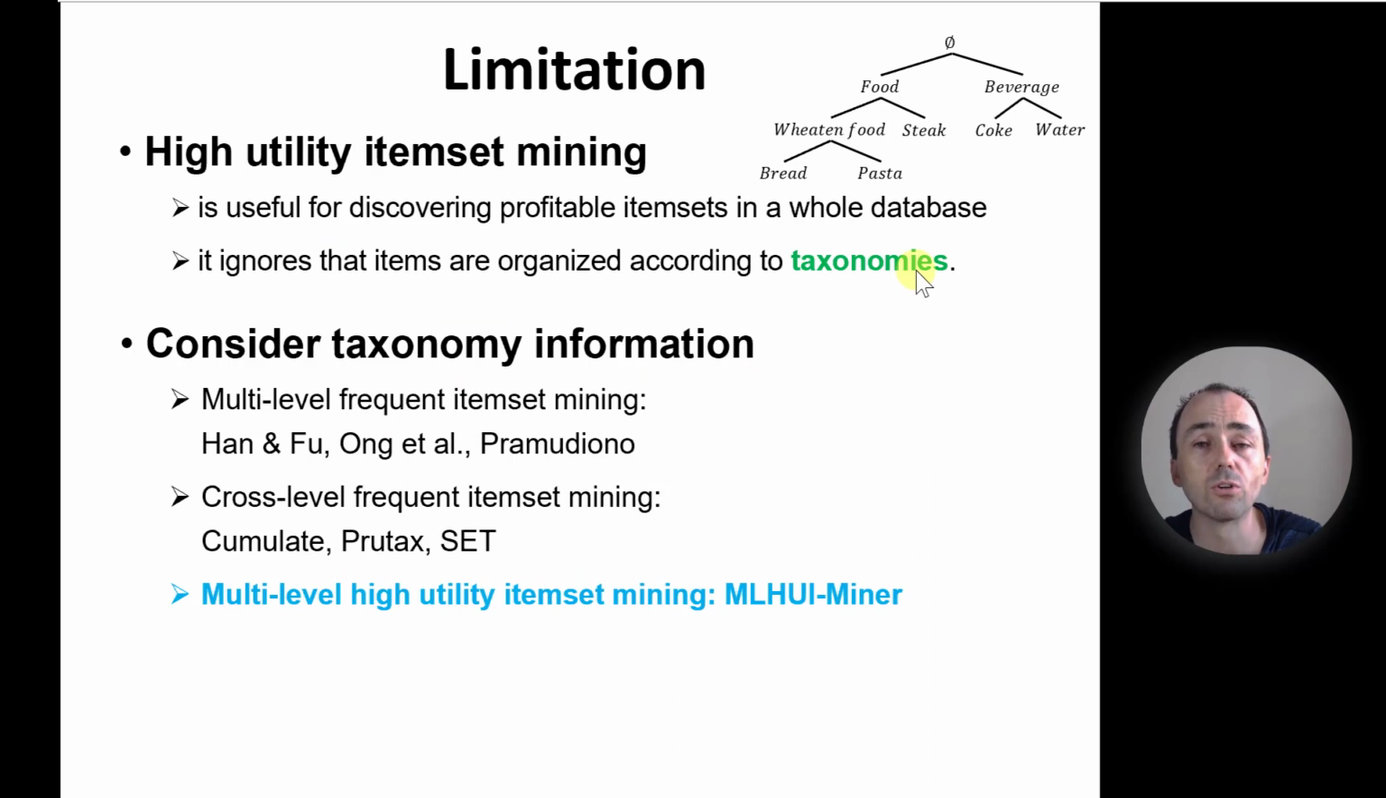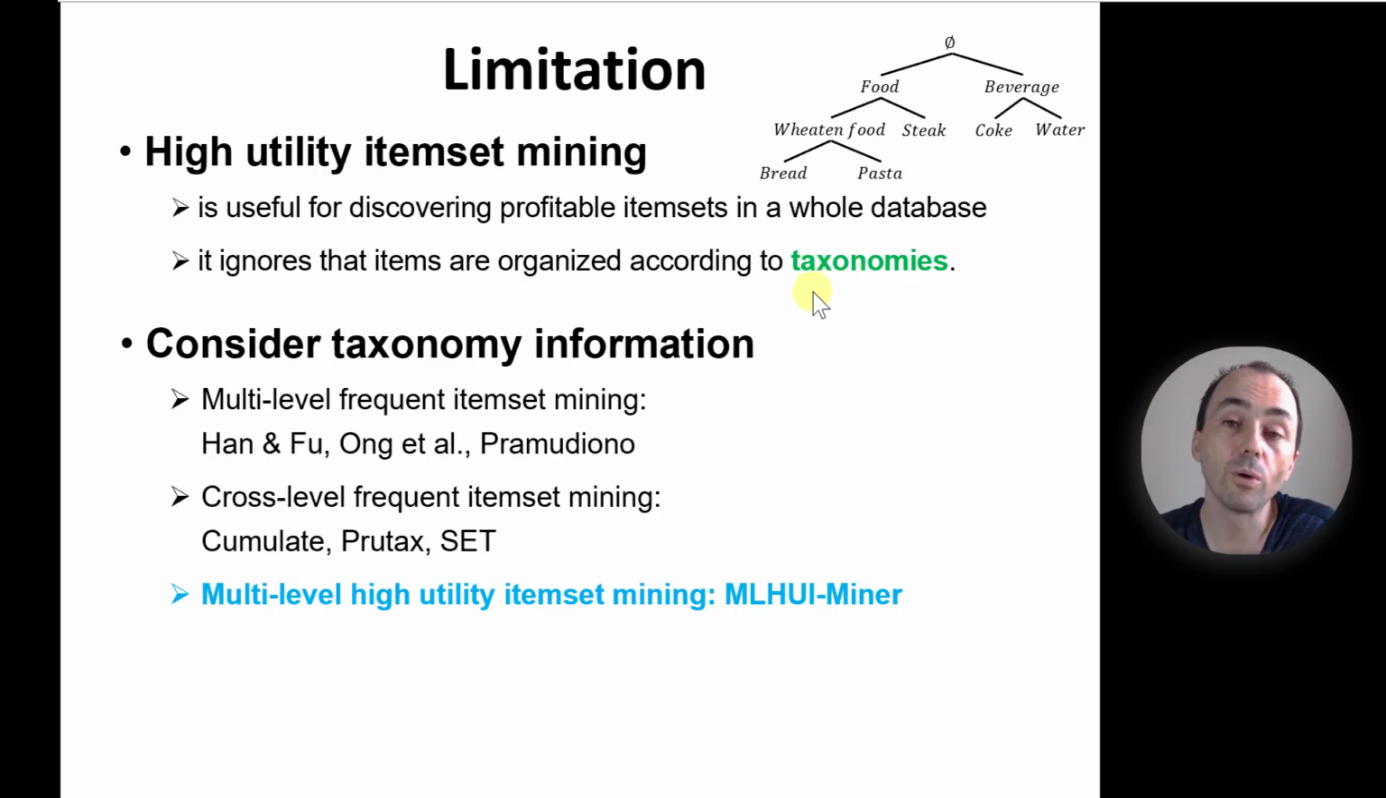Now, I want to talk to you about some limitations of high utility item set mining. This is the topic of today. High utility item set mining is useful to find the item sets that are profitable, that make a lot of money in a database. But one important limitation is that it does not consider how the items are organized in taxonomies.